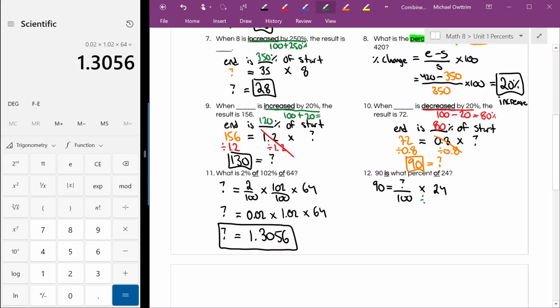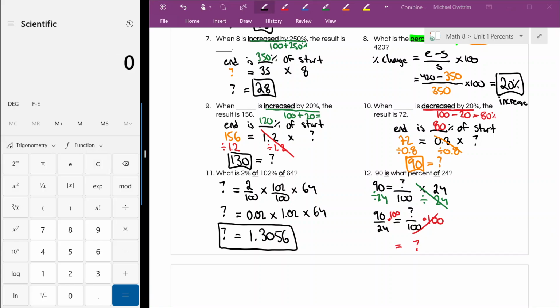So we're going to go ahead and undo those things. I'm going to choose to start by dividing both sides by 24 to cancel out this multiplication on the right side. And I'm going to write that as a fraction. And then I need to finish up by undoing the division by 100. I'm going to undo that division by 100 by multiplying by 100 on both sides. And that'll give me my question mark. And the calculation I need to do is 90 times my 100 divided by my 24. And that gives me my 375. Now keep in mind I was finding what percent. So this is 375%.